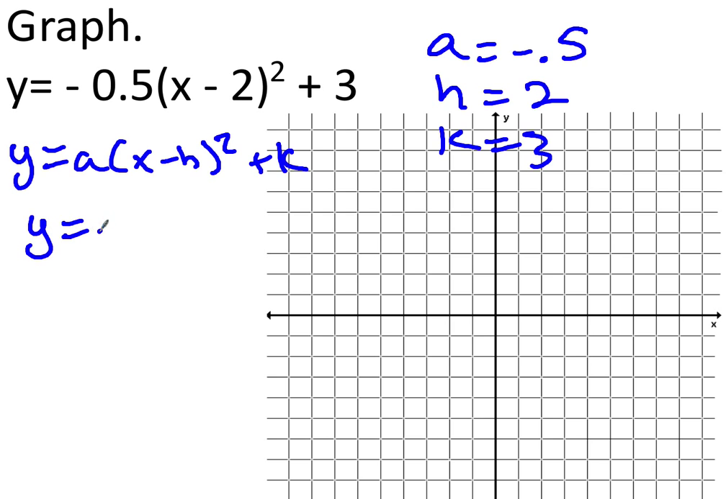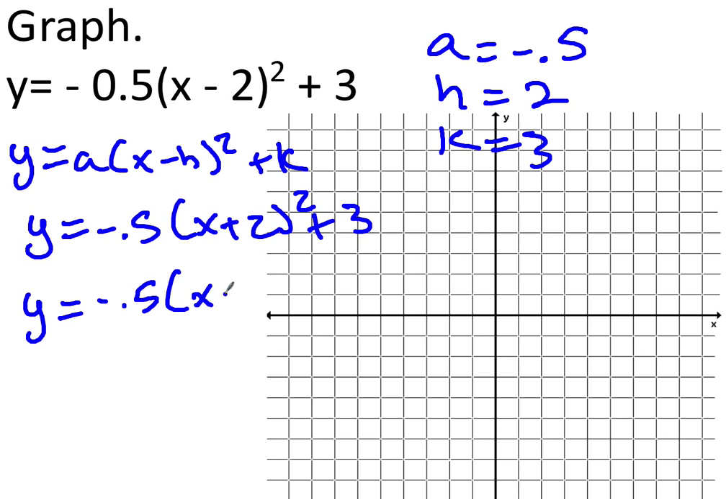If this had been y equals negative 0.5 times (x plus 2) squared plus 3, then I would need to rewrite this in vertex form, which has x minus h, so negative 0.5 times (x minus negative 2). That's the same thing as x plus 2, but now it's written in the form x minus h, plus k. And so you can see here h is negative 2. So if you have a plus in there, then h is negative. And if you have a minus in there, then h is positive.